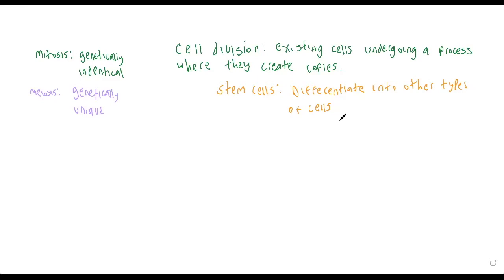If you get a cut, no big deal, the cut will heal over a period of time. So the skin is a great example of an organ that is constantly mitotic, because the skin cells are designed to be replaced.